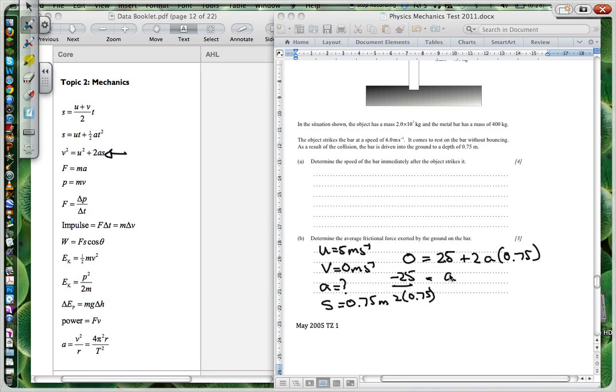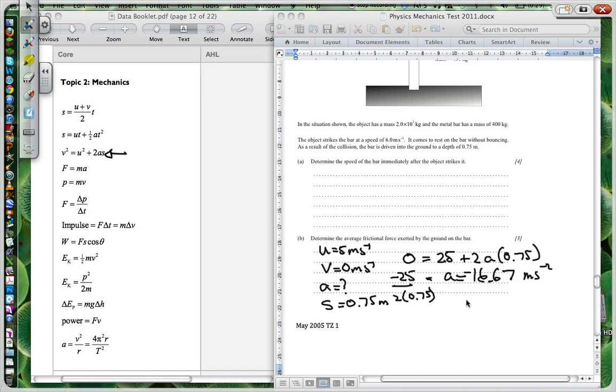And so we calculate that. We're going to get 25 divided by 2 times 0.75, which is 1.5, and we get 16.67 meters per second squared. It's a negative value because it's actually decelerating, but we're not too interested in that.